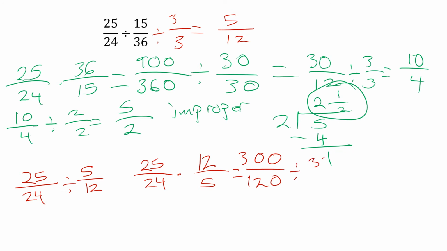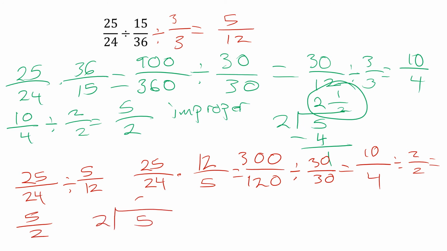Again, we can divide both of these by 30. 300 divided by 30 will give us 10. And then 120 divided by 30 will give us 4. And then we can divide that by 2 to get 5 over 2. And then divide, just like we did in the previous problem, to get 2 and 1/2.